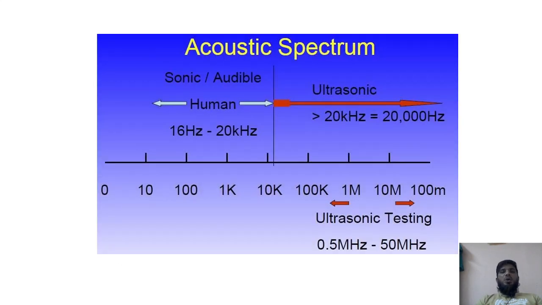Now the acoustic spectrum: humans can hear from 16 hertz to 20 kilohertz. Ultrasonic frequencies are above 20 kilohertz. When we test materials, we generally use 1 to 10 megahertz, not beyond this, or 0.5 megahertz to 50 megahertz.